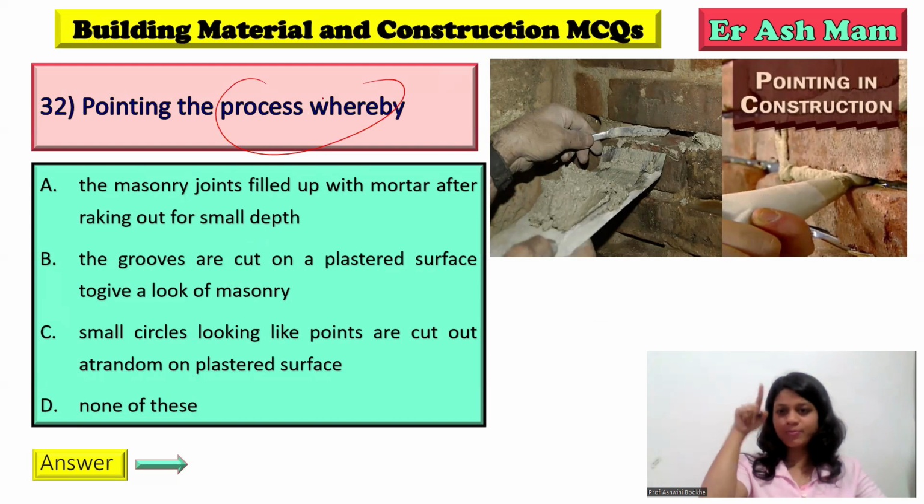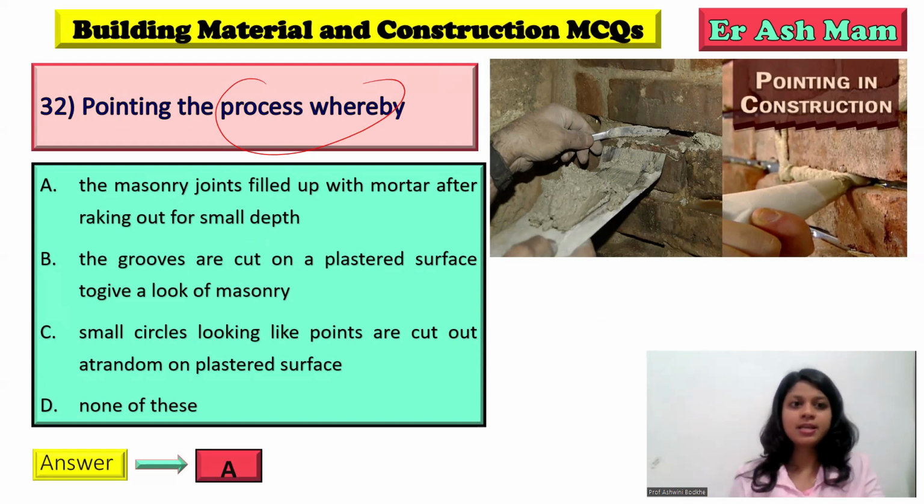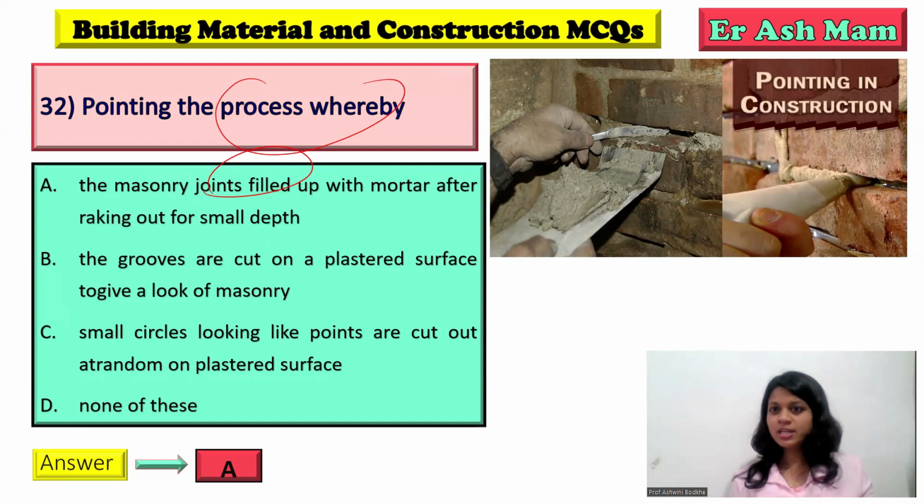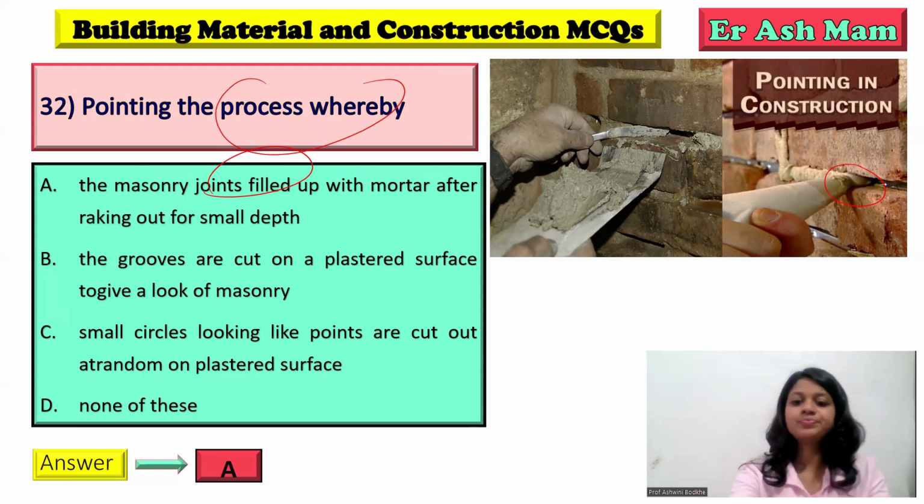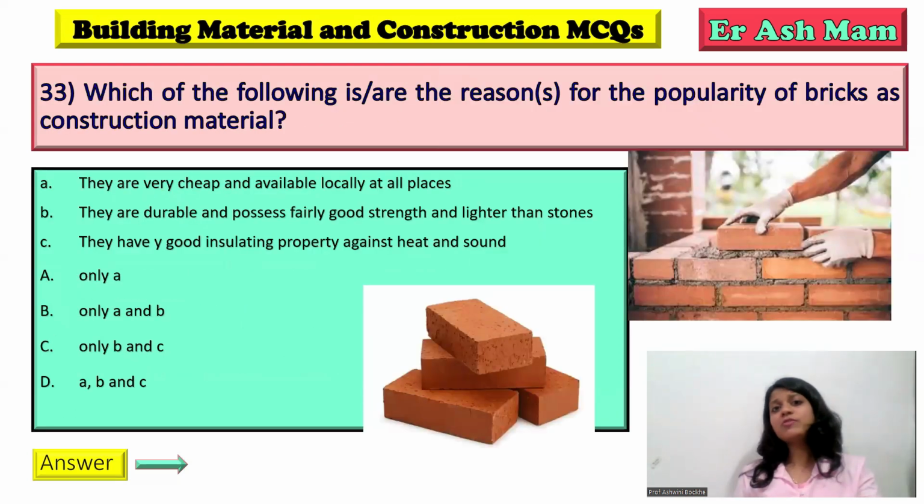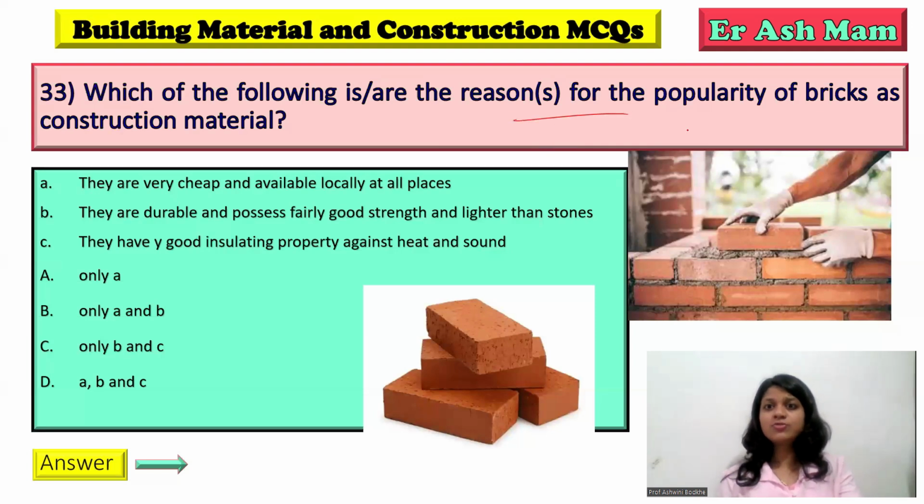Pointing, not that pointing. Here, pointing means answer is A. The masonry joints fill up with mortar. So you can see, masonry joints filled up with mortar after taking out for small depth is called pointing. Which of the following are the reasons for the popularity of bricks as a construction material?